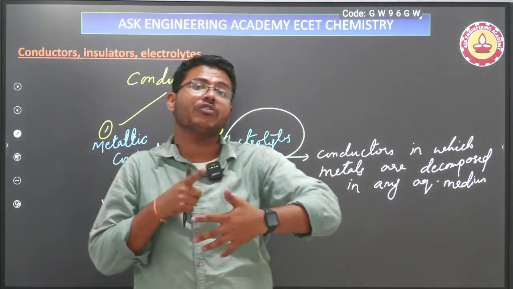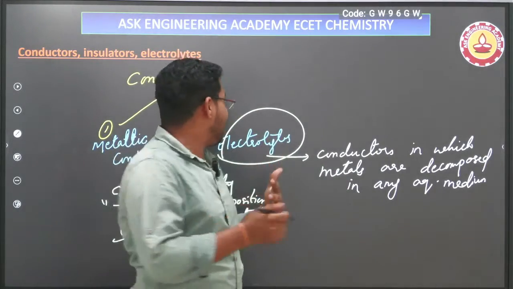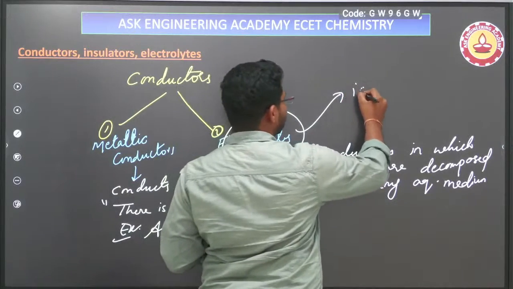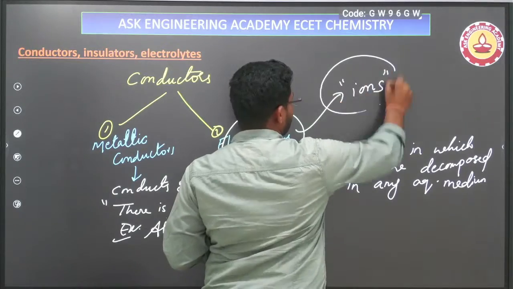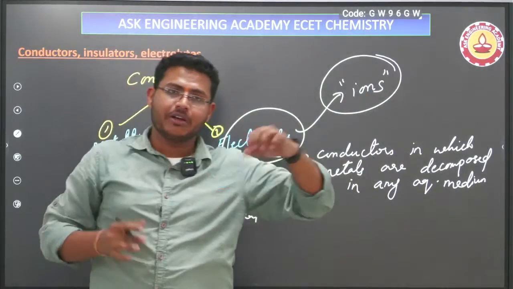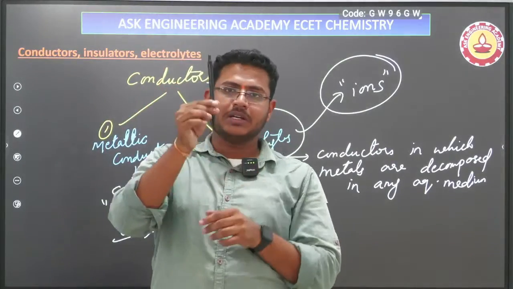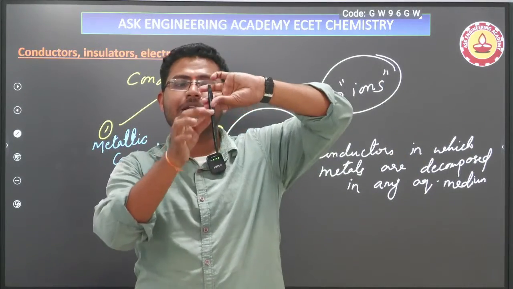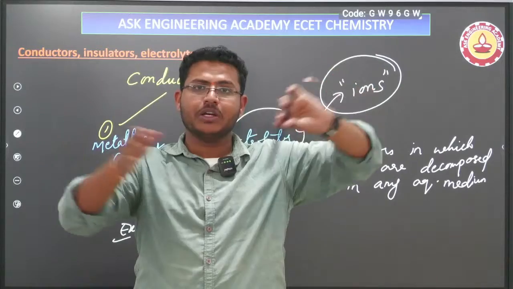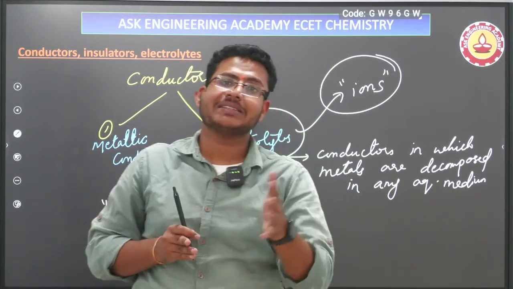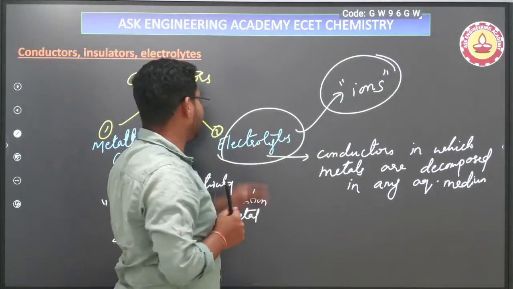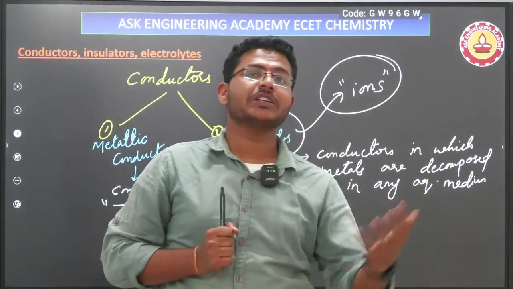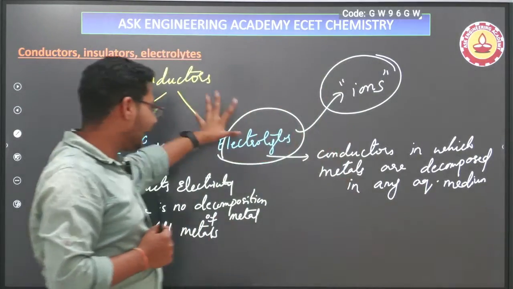So decomposition of metals generally takes place, and these electrolytes give rise to ions. Electrolytes are decomposed into ions when the electric current is passed through them. When we supply electric current through this electrolyte, it is degraded or decomposed into ions. Due to the movement of these ions, passing of current is possible. Electrolytes are also a class of conductors, but they undergo decomposition when electricity is applied. This is called electrolytes.